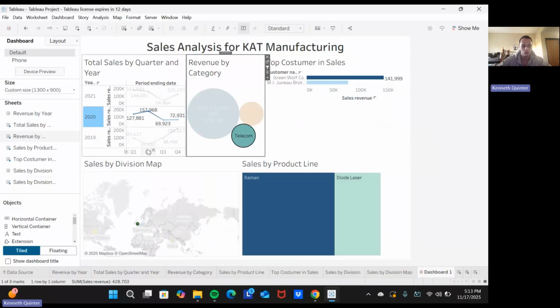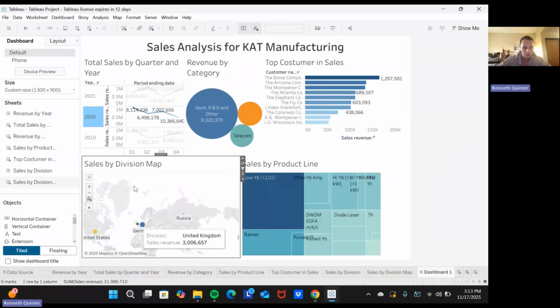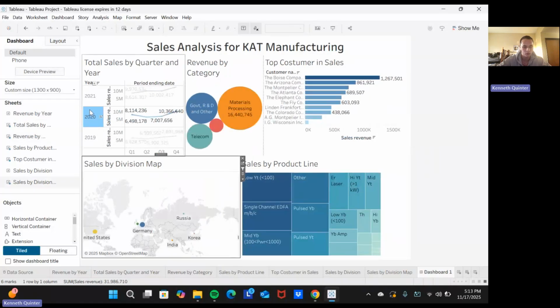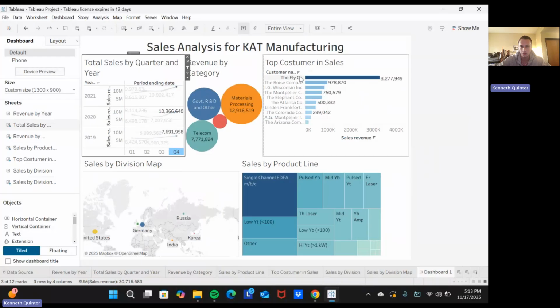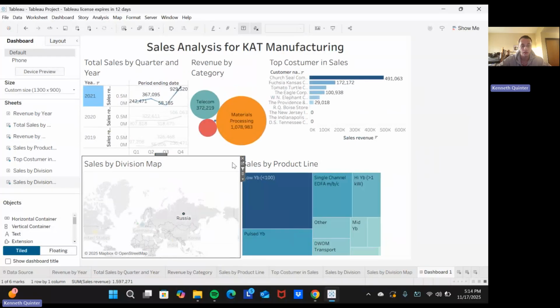Next, in order to find who cat manufacturing's top customer is in the fourth quarter of 2020, I unclick everything that I had originally clicked. Unclick Germany, and I go to 2020, which is already clicked. And I click quarter four, and I can clearly see that the Fly company is the top customer. Next, in order to find the top customer for the Russia division in 2021, I click on 2021, I click on Russia, and I can clearly see that the top customer is the Church Seal company.